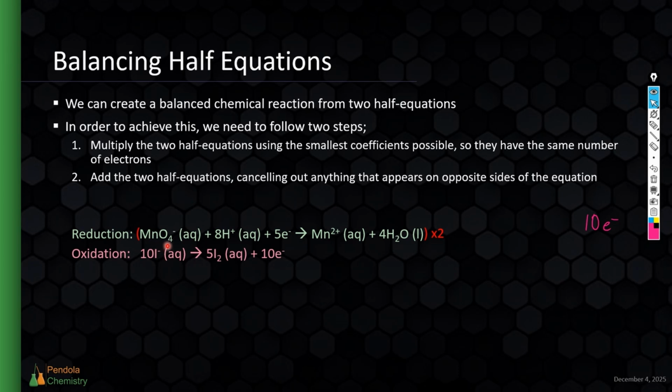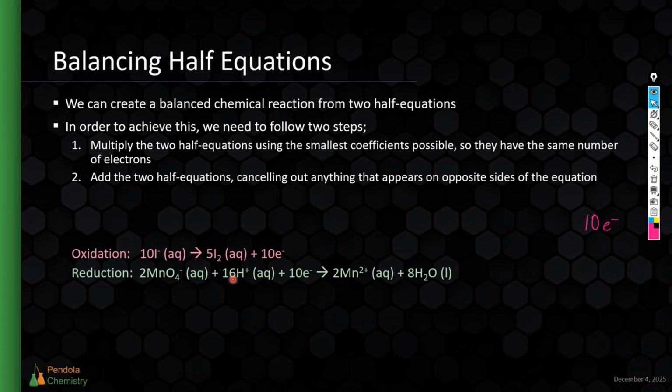Then for the reduction reaction, which has 5 electrons, we're going to multiply the whole reaction by 2 to make it into 10 electrons. This is going to make the two half reactions match, because MnO4⁻ plus 8 hydrogens plus 5 electrons, yielding Mn²⁺ plus 4H2O, when multiplied by 2, is going to become 2 MnO4⁻ plus 16H⁺ plus 10 electrons, yields 2 Mn²⁺ plus 8 H2O.